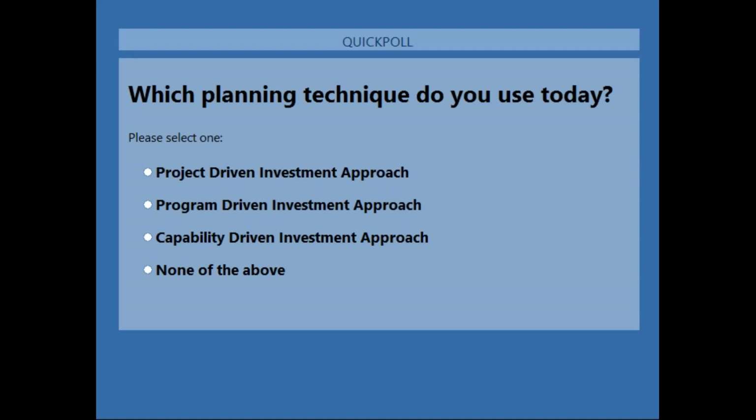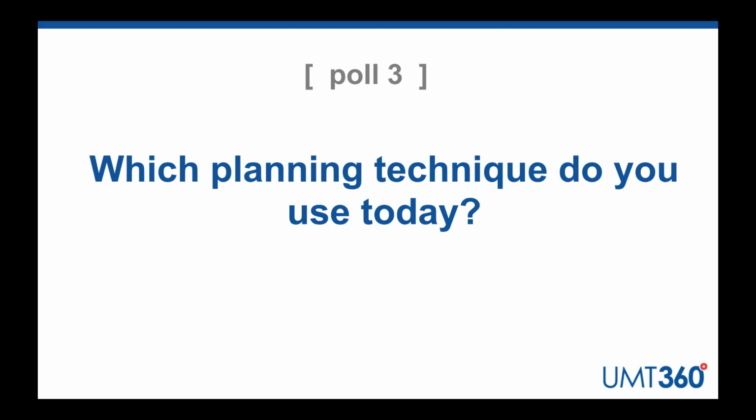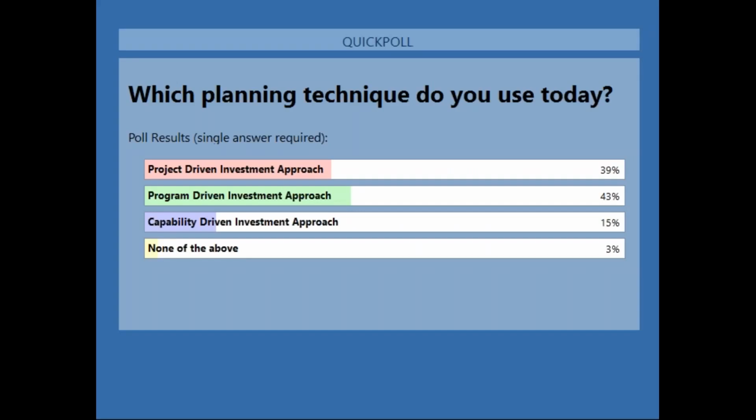Okay, let's close the poll. So, actually, surprising. 39% project-driven, which tends to normally be the most that we see. 43% are on program-driven, the way that I defined it, and 15% already graduated to the capability-driven or product-driven investment approach, which is great. And 3%, not utilizing any of these techniques, which probably means it's still kind of first come, first served from a funding perspective. So let's return to the slides.